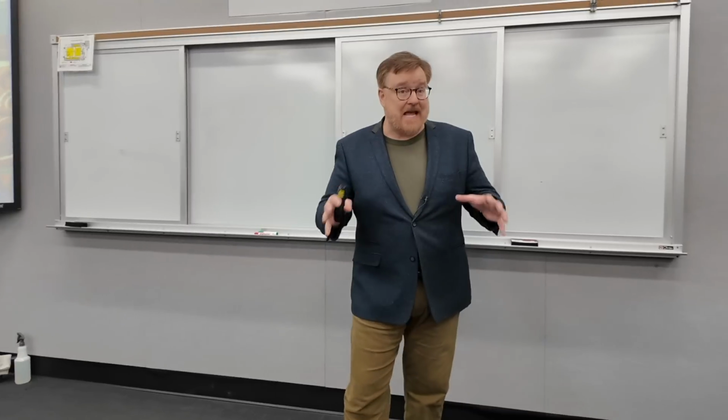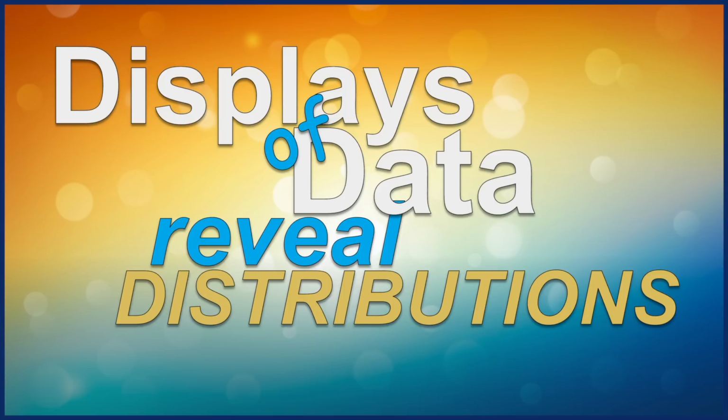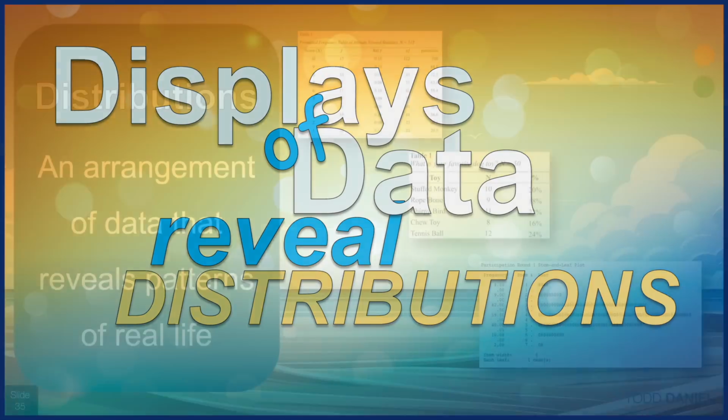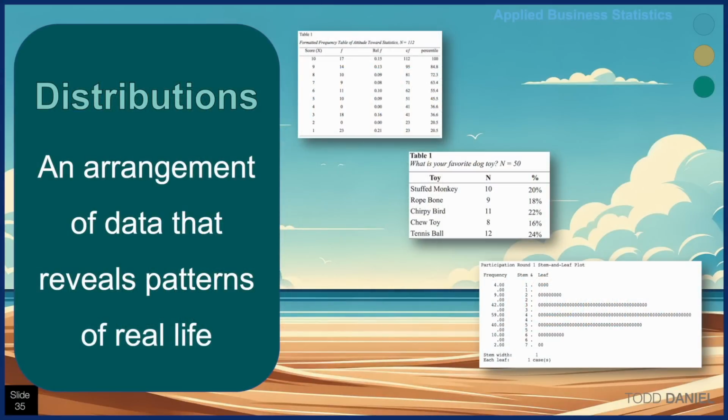And when I display the data, when I create charts and graphs, you're going to start to notice patterns. And those patterns are part of distributions. Displays of data reveal the distributions. Now, the distributions can be seen in examples like tables. So here I have a frequency table of attitudes towards statistics, scale of 1 to 10. I also have ordinal information for what is your favorite dog toy. I take that back. I have nominal information for what is your favorite dog toy. Or I can get really cute and I can use a stem and leaf plot that displays both the frequency and the raw counts of each of those data points.